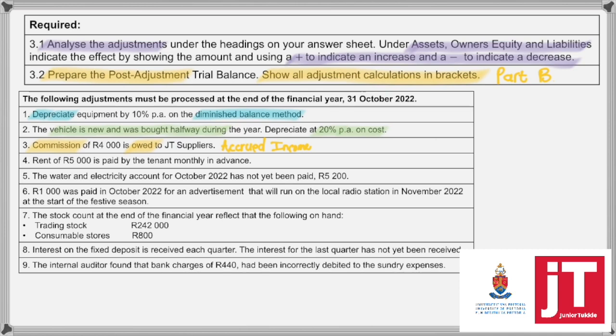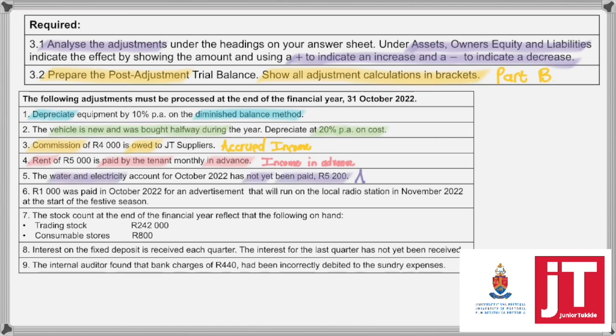Rent of 5,000 Rand is paid by the tenant monthly in advance. So rent income, because the tenant pays us, is paid in advance, so it's income received in advance, or deferred income, which is a liability. We owe them the usage for the space, so our rent is too much at the moment, so we need to take away 5,000 Rand, because that 5,000 Rand is only for next financial year.